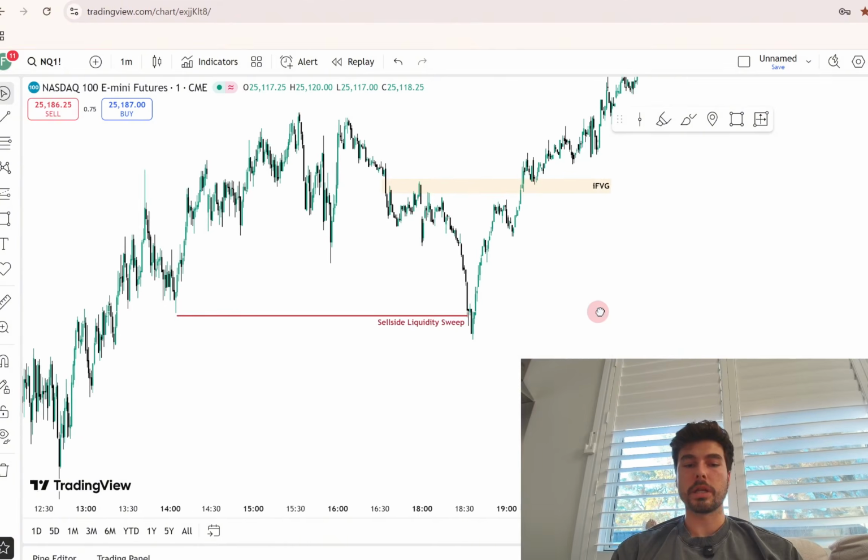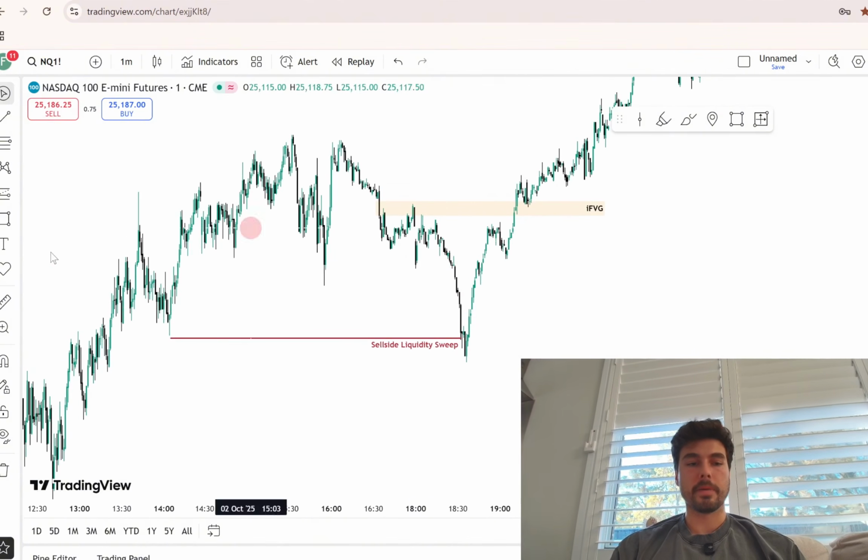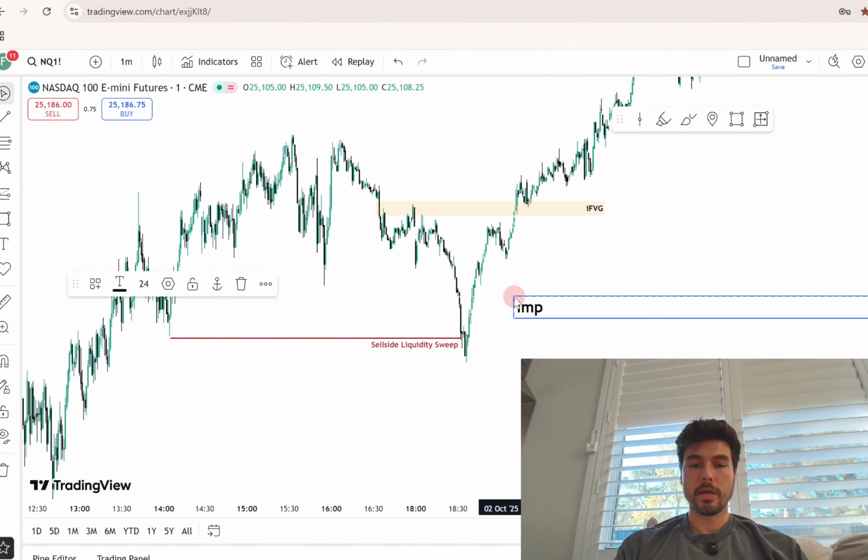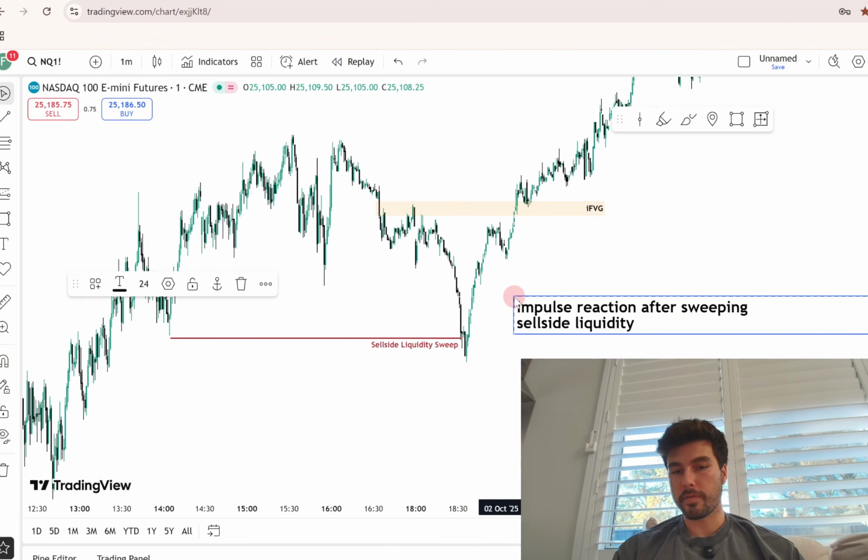So we've got the sell side liquidity sweep. We have impulse coming up. So I'm going to make a little note of that here. Impulse reaction after sweeping sell side liquidity. Perfect. What else do we have?